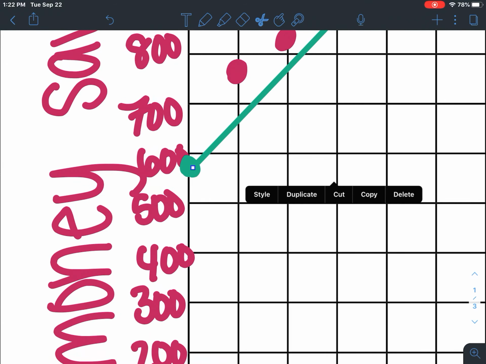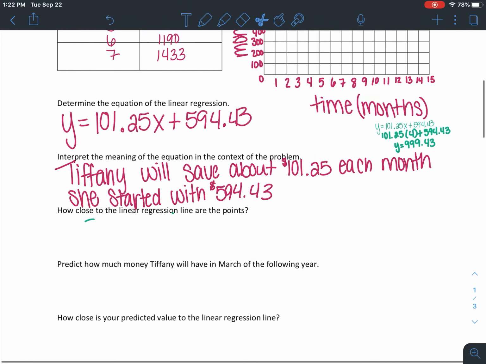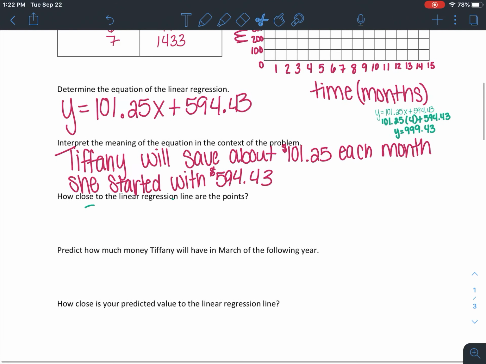That's saying that in the previous month, maybe, or before she actually started counting, it was predicted that she already had $594 already in her account before she started saving. So either the previous month or just she didn't count it at that time.